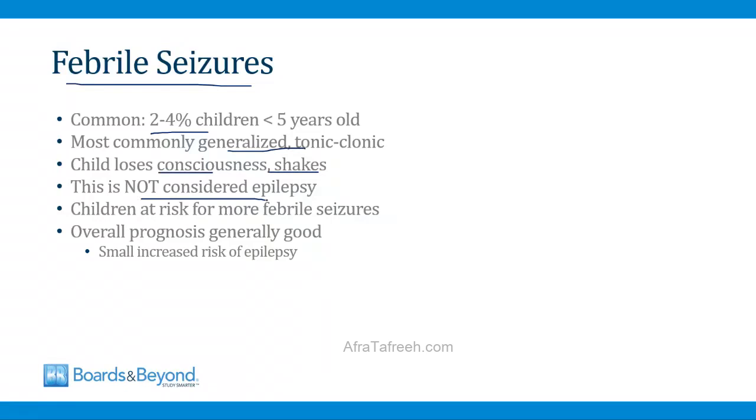And once a child has had one febrile seizure, they are at risk for more, so parents need to be educated that this can happen if the child gets a fever. But overall, the prognosis is generally good. There's a very small increased risk of epilepsy among children who have febrile seizures, but most children do not go on to develop an epileptic disorder.